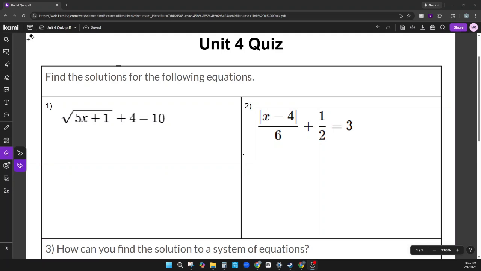Hello, hello. This video will be going over our Unit 4 quiz. This quiz goes over solving equations and solving systems of equations. So without further ado, let's jump into problem number 1. The instructions say, find the solution for the following equations.